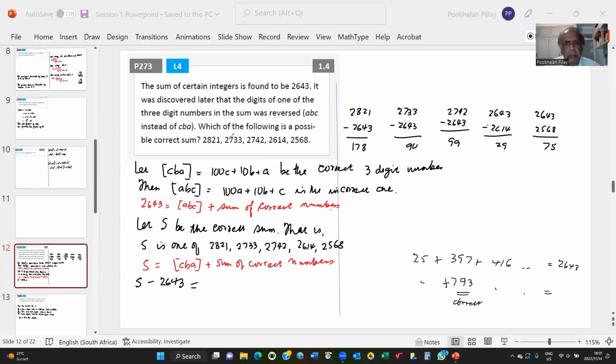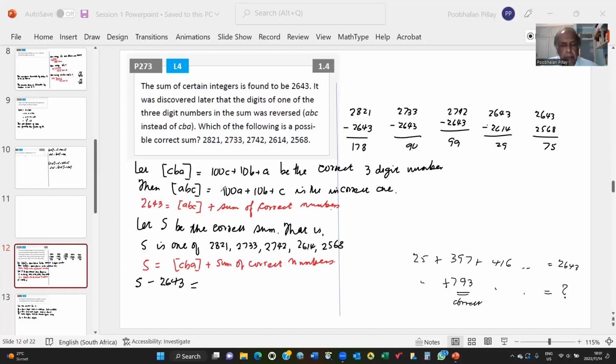So the question is now, which of the following is a possible correct sum? So we don't know what these numbers are. We don't know how many numbers there are also. So there's very little information given here, apart from the fact that one of the numbers, the digits are reversed and you're getting the wrong sum.